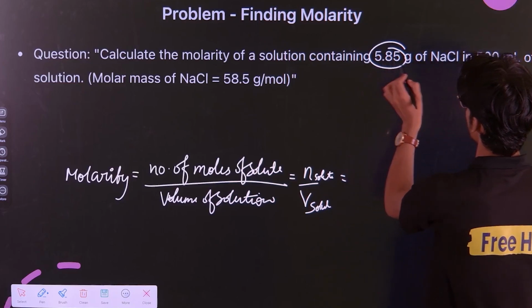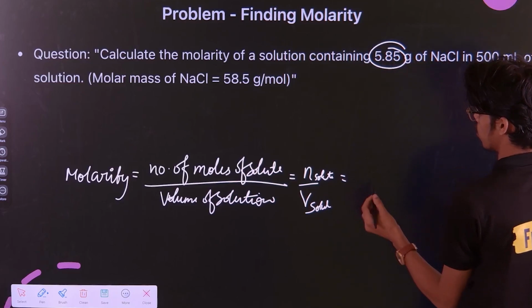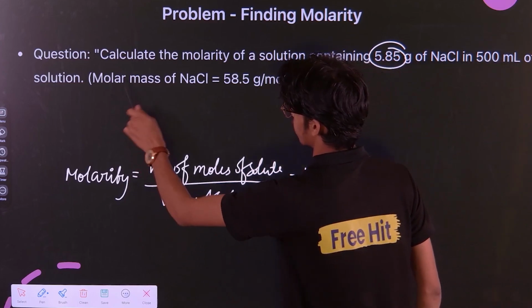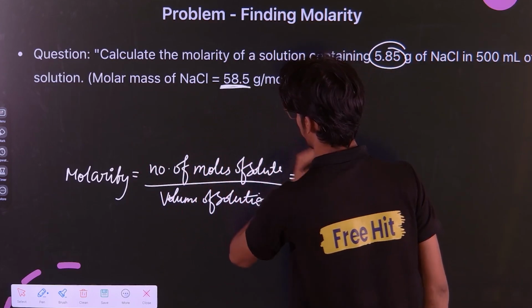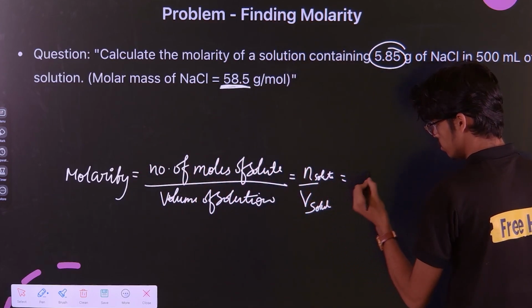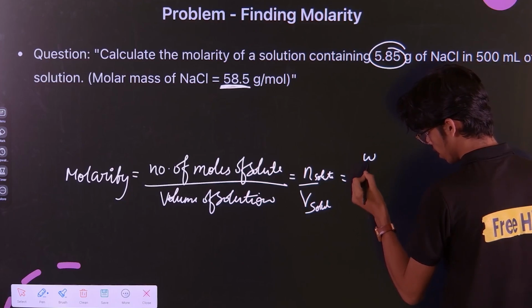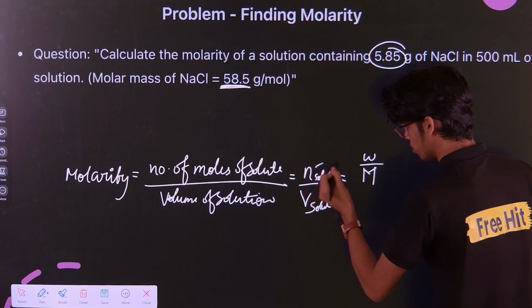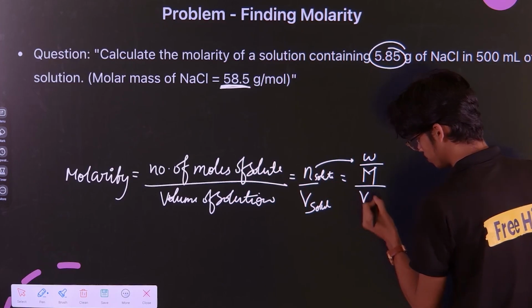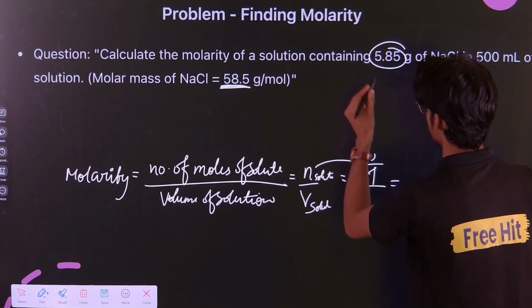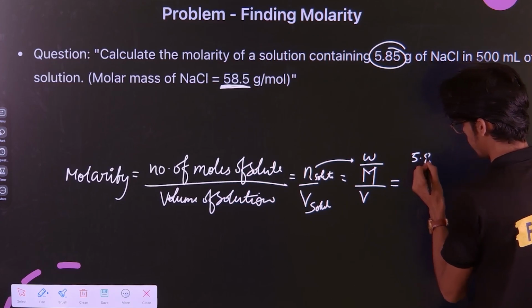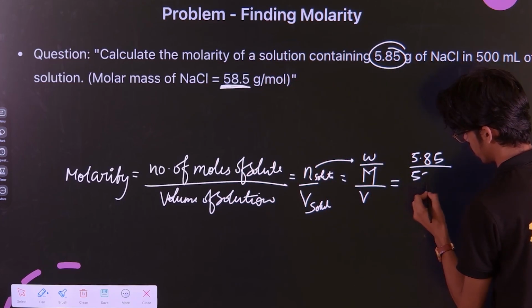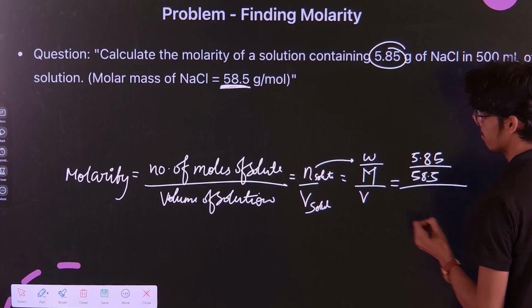Got it? So how many number of moles of solute is there in this question? So 5.85 gram of NaCl. How can you find the number of moles if the molar mass of NaCl is 58.5? Given mass upon molar mass, that is how you find moles, and then divide by the volume. Now what is given mass? 5.85, and the molar mass is 58.5.